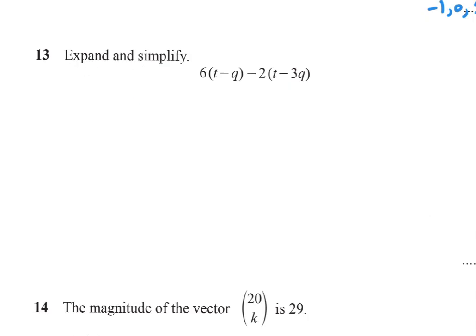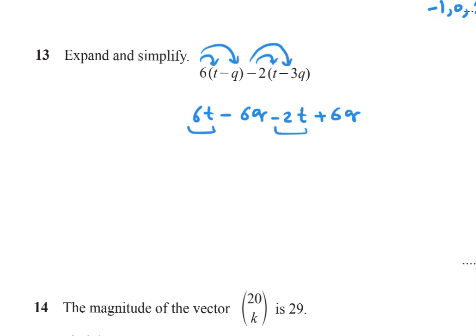Number 13, expand and simplify. 6 into t minus q, minus 2 into t minus 3q. Expand: 6 times t equals 6t, minus 6q. Then -2 times t, so -2t. -2 times -3q is positive 6q. Now combine the like terms.